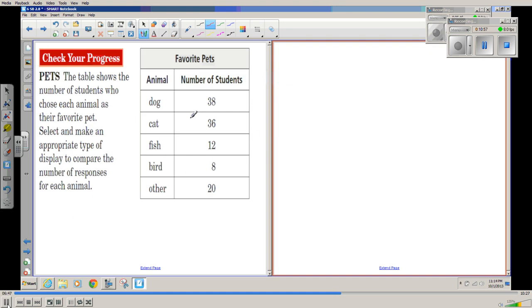Alright, so here the table shows the number of students who choose each animal as their favorite pet. Select and make an appropriate type of display to compare the number of responses for each animal. So now we're not dealing with years. It shouldn't be a stem and leaf plot, it shouldn't be a line plot. The best choice for this, I'm going to say, is a bar graph.